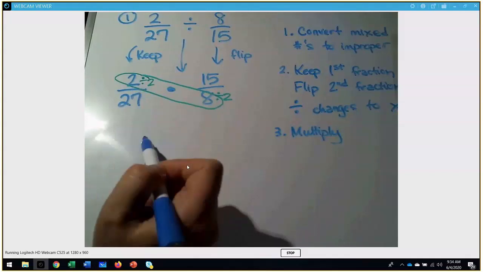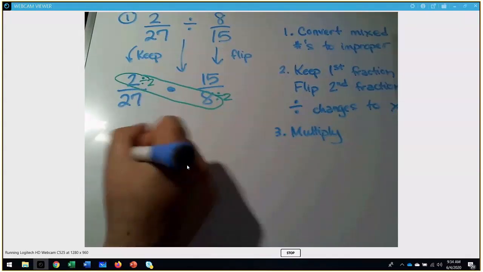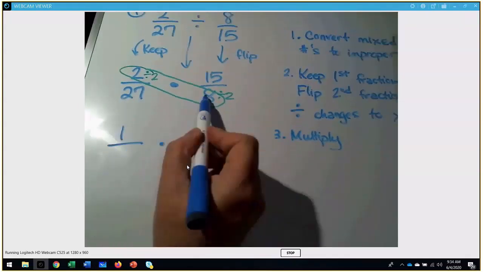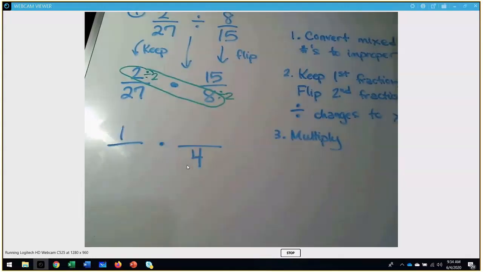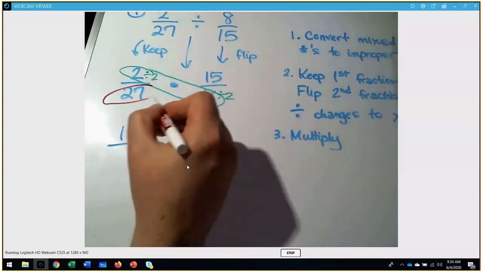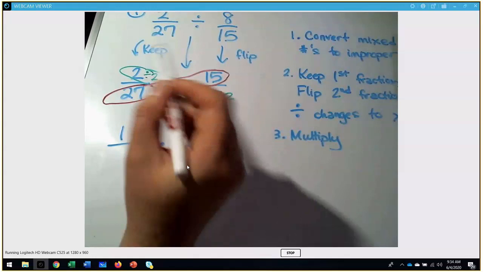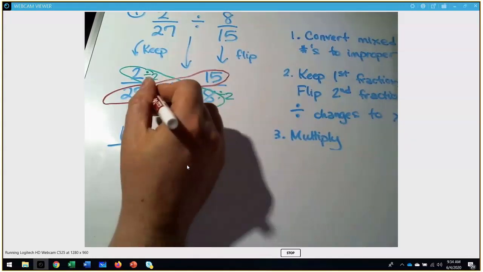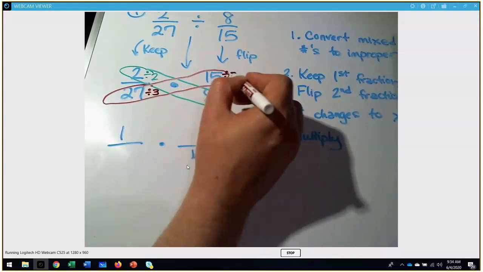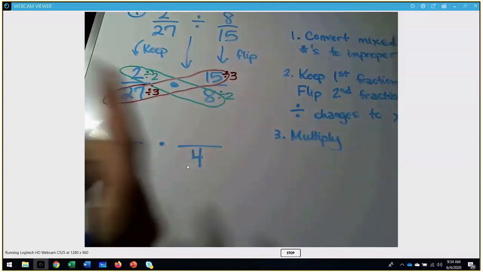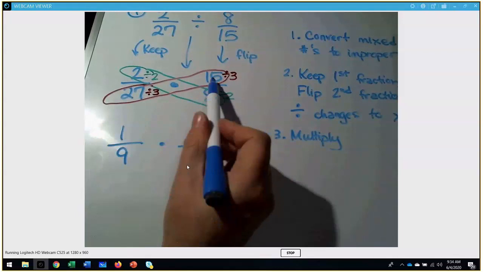Two divided by 2 is 1. And 8 divided by 2 is 4. And then on the other cross, the other diagonal, 3 and 3. Good. 27 divided by 3 is 9. And 15 divided by 3 is 5.